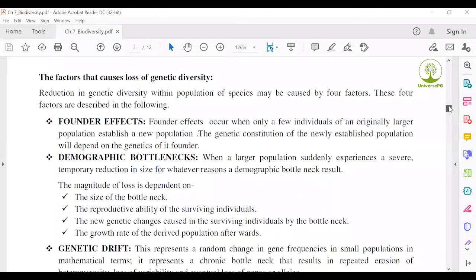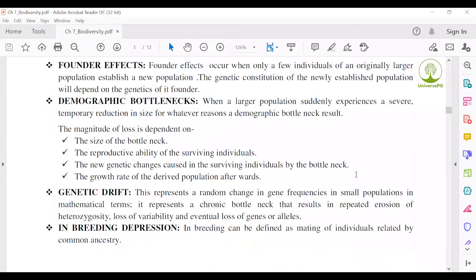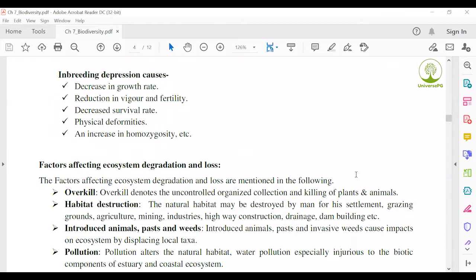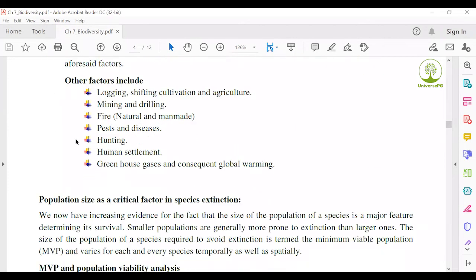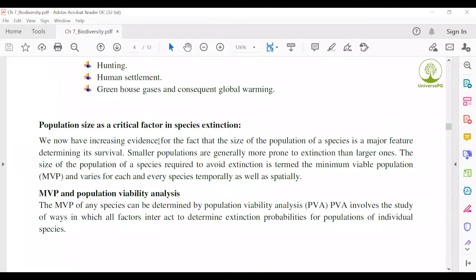Some reasons we already found out. Factors affecting ecosystem degradation and loss, how ecosystem degradation occurs day by day. Different factors are involved in these cases. Next, population size as a critical factor in species extinction. Population size as a critical factor.